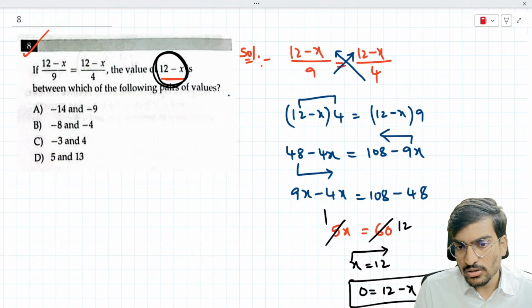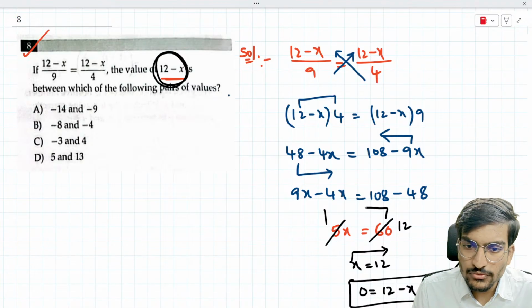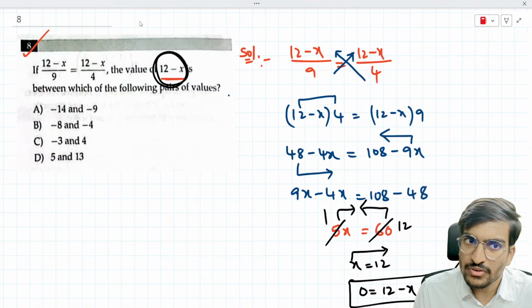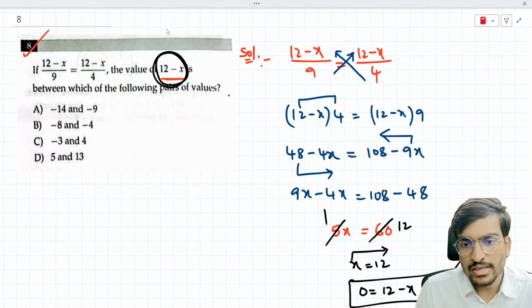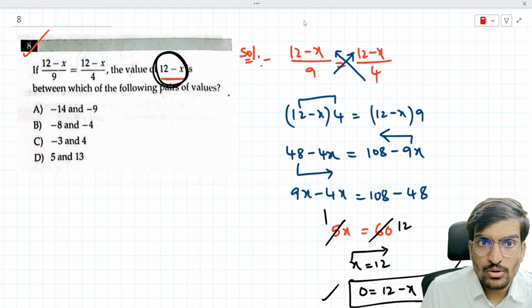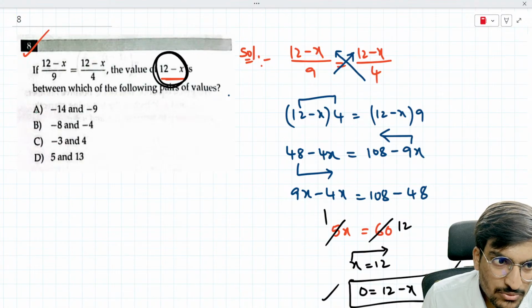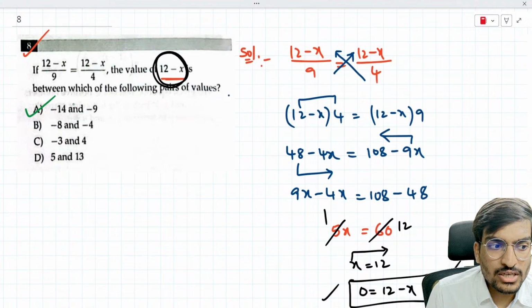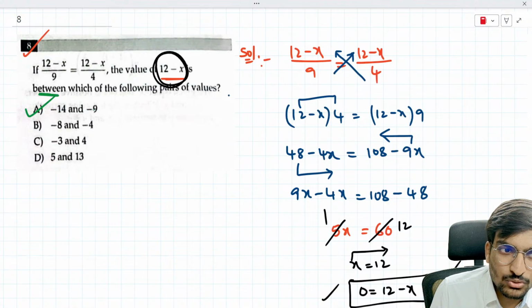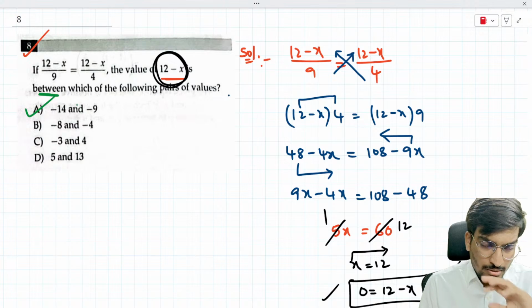So this is the shortest way. Even if you send the 60 to the other side, or 5x to the other side, you just have to take 5 common, and you end up with 12 minus x only. Now the value of that is 0. So this 0 lies between what? Option A is negative 14 to negative 5. In between that, do we get 0 among the negative values?